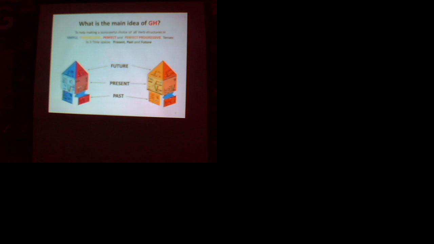The yellow is about continuous or progressive tenses. Perfect is red, and the combination of red and yellow makes orange, which is perfect continuous. Okay, good. So what are the main elements of the grammar house, okay?